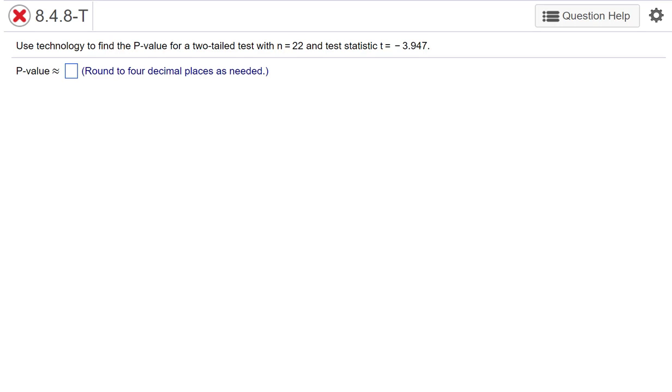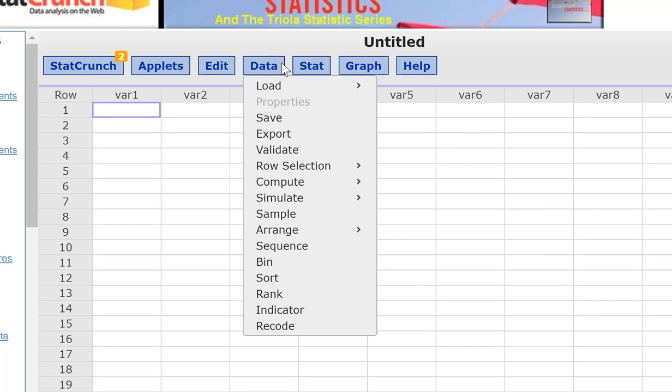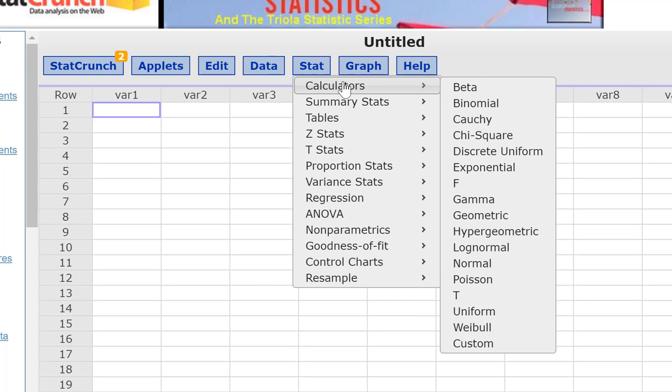Okay, so for this one it says, use technology to find the p-value for a two-tailed test with n equal to 22 and a test statistic of negative 3.947. Okay, so let's use StatCrunch first. Okay, so we're going to go to Stat, Calculators, and a T calculator.